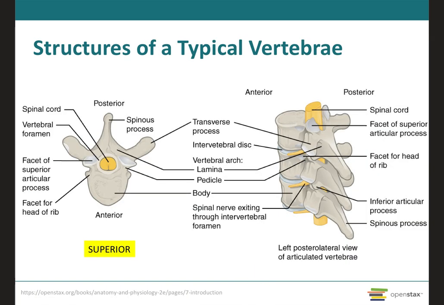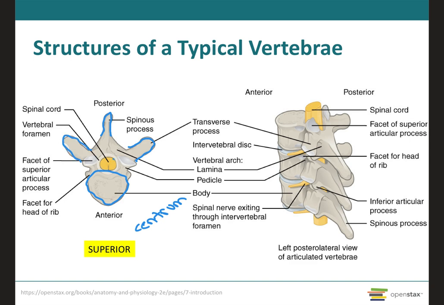Even though vertebrae in different regions of the spinal column vary in size, shape, and bone features, they are similar enough that we can discuss the structures and some of the functions of a typical vertebra. Some of the bone features that are more noticeable are, for example, the body, which is this structure right over here, which can also be called the centrum. We also have the spinous process right over here. Then we have another process called the transverse process, one on each side.